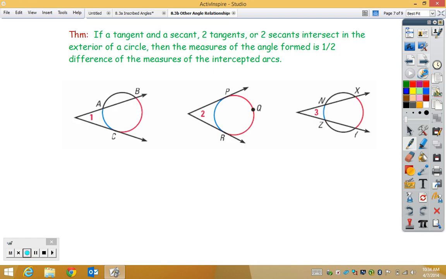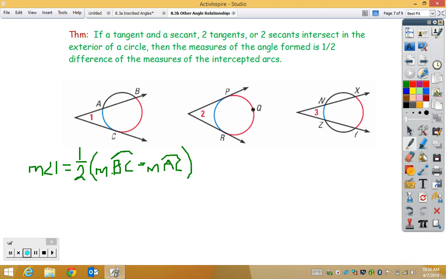And one last theorem. If a tangent and a secant, two tangent lines or two secant lines, intersect in the exterior of a circle, then the measure of the angle formed is 1/2 the difference of the measures of the intercepted arcs. So if we look at these three illustrations, measure of angle 1 equals 1/2 the measure of arc BC minus the measure of arc AC.